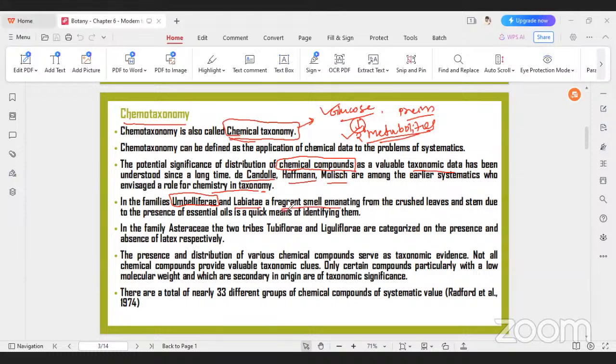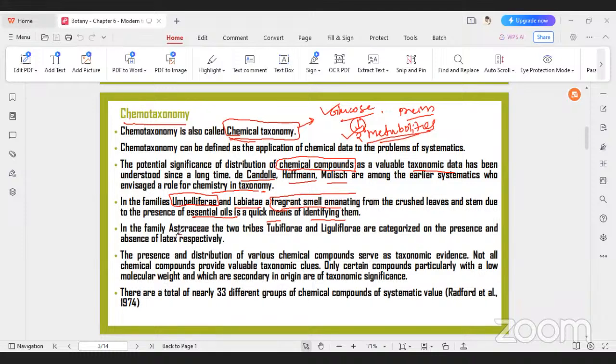These emit fragrant smell from the crushed leaves and stem due to the presence of essential oils. The essential oils are also chemicals. So based on this quick means we can identify them. So here the chemical is essential oil, due to the composition of essential oil. Such families, Umbelliferae, Labiatae, produce the good smell, fragrant smell. Based on that, they can classify the plants.